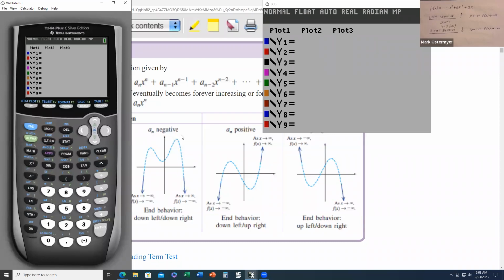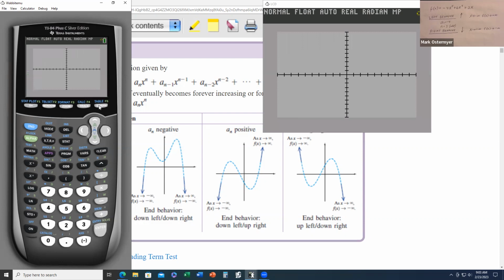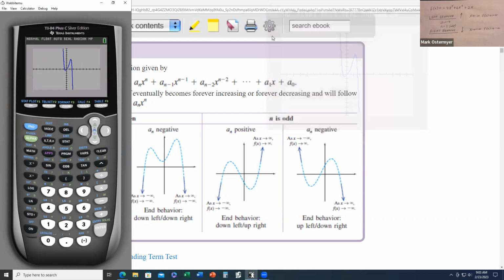All right, so anyways, I want to graph negative 4x to the 5th power plus 6x to the 4th plus 2x. And we're going to take a look at this graph and see if the left and the right behavior of the graph is in line with the prediction from this theorem here. And you can definitely see that that's the case. So the left behavior has the graph going up, the rightmost behavior of the graph is going down. So that makes sense. Correct? According to the theorem.